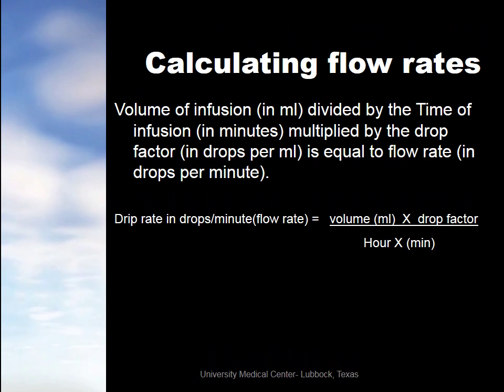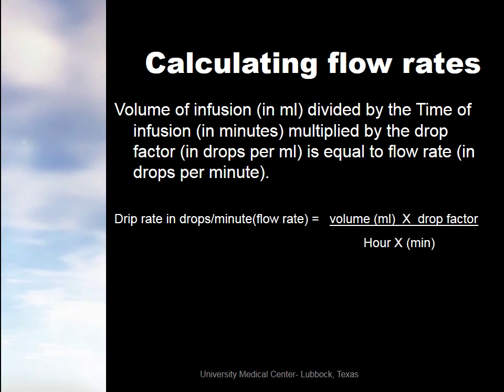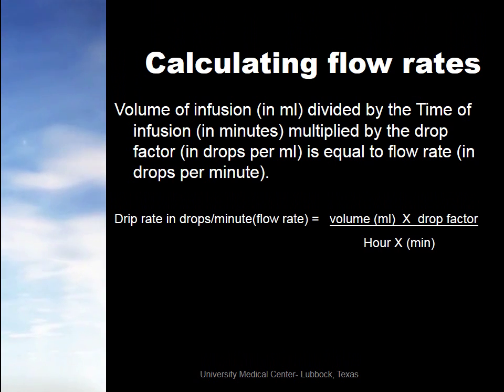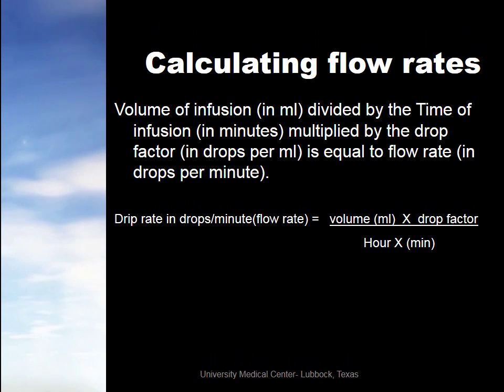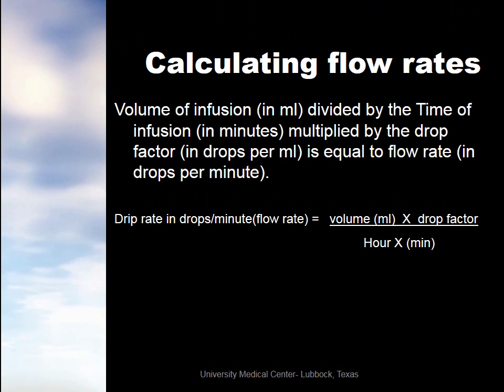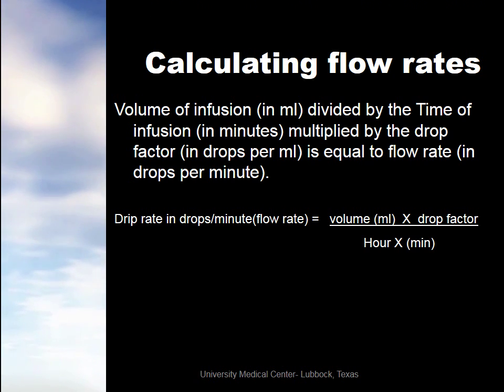In calculating flow rates, the volume of infusion in mLs is divided by the time of infusion in minutes, multiplied by the drop factor in drops per mL, which is equal to the flow rate in drops per minute. For example, listed below, the drops per minute, which is the flow rate, equals the volume in mLs times the drop factor, divided by the time in minutes.